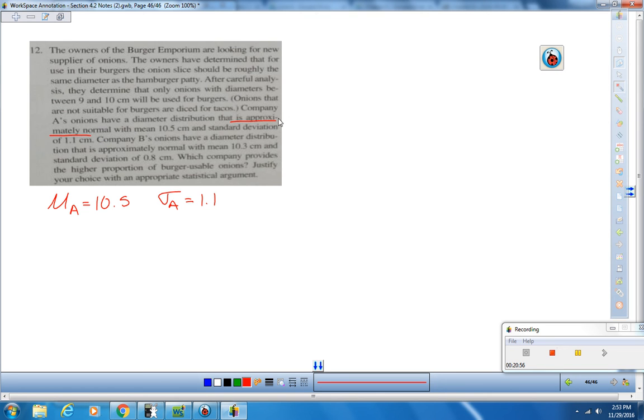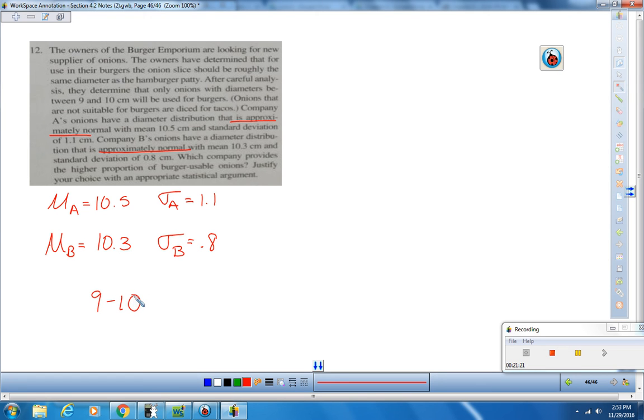So I know I'm going to use z-scores here. Company B's onions are also approximately normally distributed, and the mean of B's onions is 10.3, and the standard deviation of B's onions is 0.8. And they only select onions, they're only allowed to have onions that are between 9 and 10 centimeters. Apparently, anything bigger than that, it won't fit on their burger.